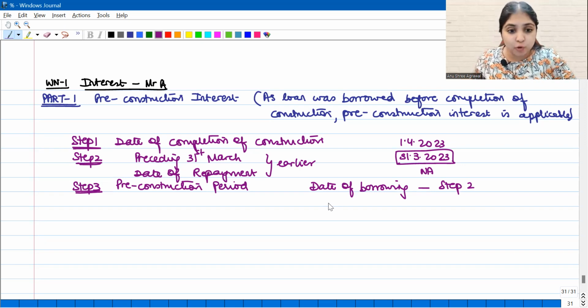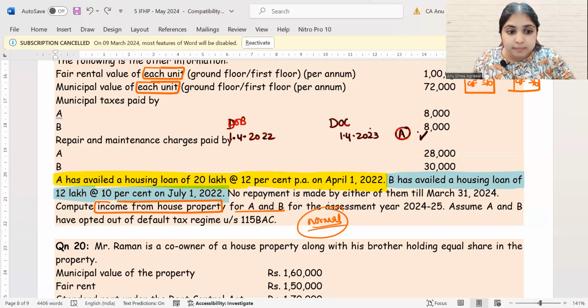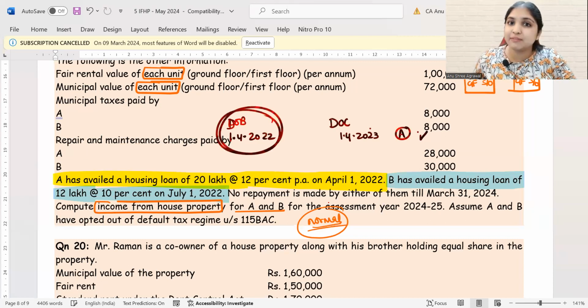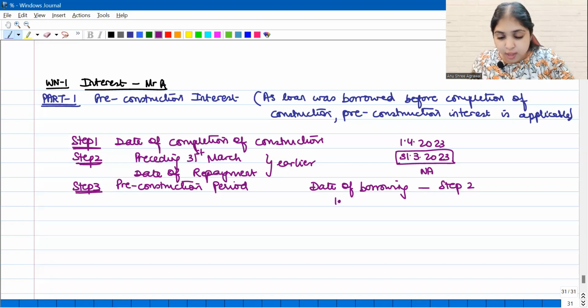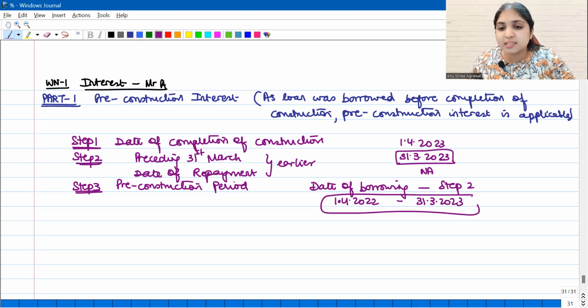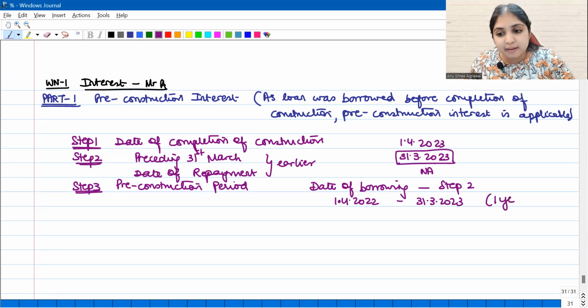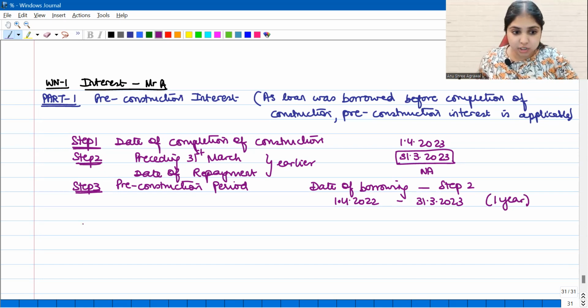So what is the date of borrowing? When did we borrow the loan? Mr. A borrowed the loan when? On 1st April 2022. So see, we've written it here also. Date of borrowing, 1st April 2022. And what is our step two date? Step two date is 31st March 2023. Now tell me, how long is this period? This period is exactly 1 year, guys. So this is our pre-construction period.